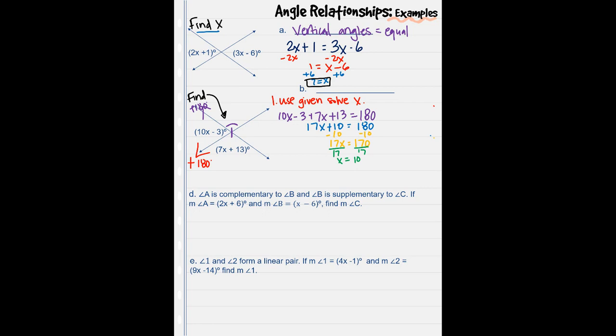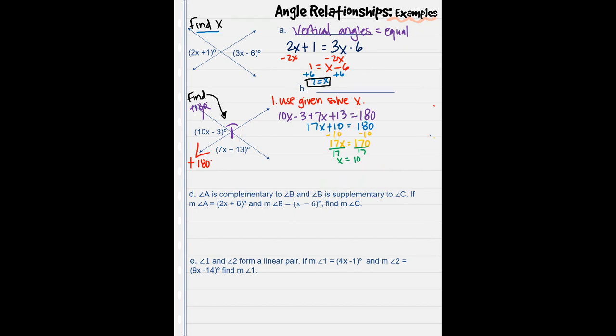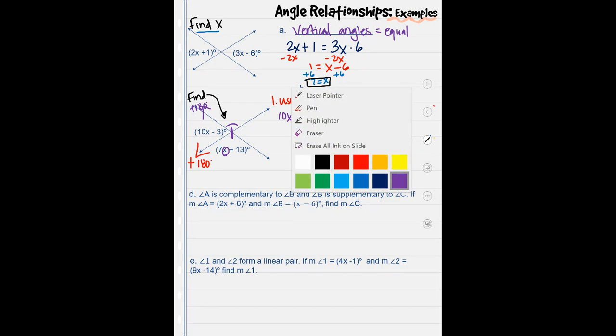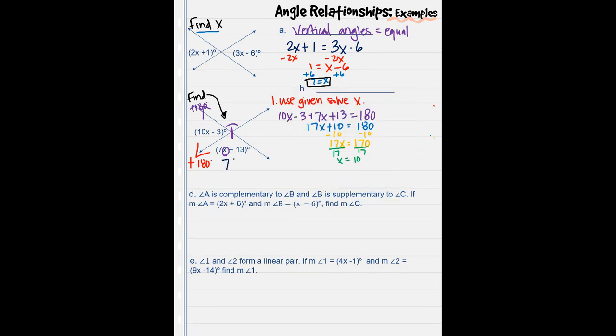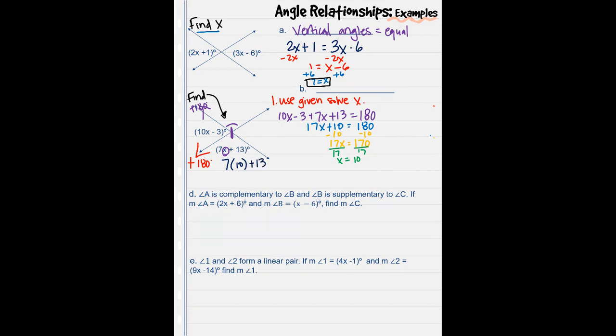It told us to find this other angle over here. We can, since we figured out earlier that these are linear pairs here, plug my x in here and find what this angle degrees is. Let's do that. 7 times 10 plus 13. So that is 70 plus 13, and that gives me 83.